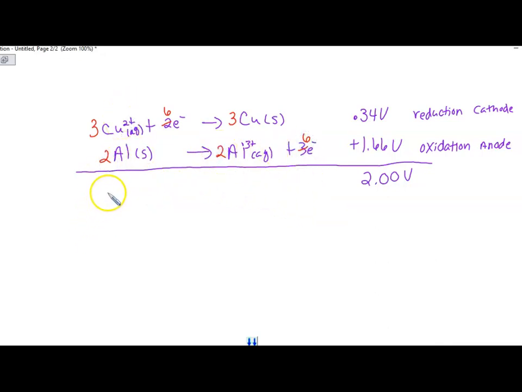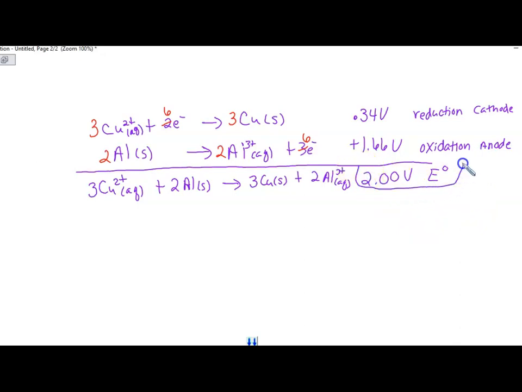And then I bring them together. So let's bring them together in purple. So 3 copper 2+ aqueous plus 2 aluminum solids going to yield 3 copper solids plus 2 aluminum 3+. Alright, so when I calculated this, this was at standard condition. That's E naught, they say, so E with the little degree sign. So that's the standard condition. So 2 volt is the answer to that first question.